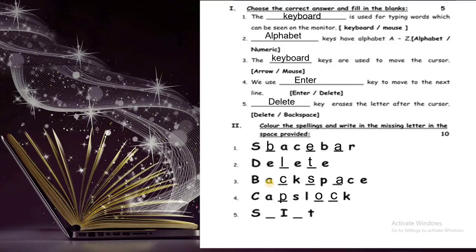Now see the fifth one. S dash I dash T. What do you think about the computer subject, and what do you feel the missing letter is here? Shift. Shift key. And the shift key is also used to write in capital letters. Correct? So these are our activities for now.